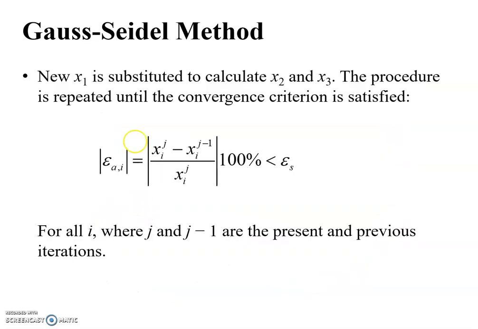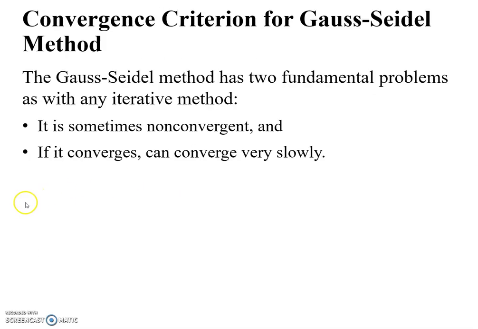So in this Gauss-Seidel method, the new x1 is substituted to calculate x2 and x3. The procedure is repeated until the convergence criterion is satisfied. This is the new value minus the old value, divided by the new value, times 100. In absolute terms, it is the relative absolute error. For the convergence criteria, the Gauss-Seidel method is normally slow, and sometimes it can be non-convergent as well.